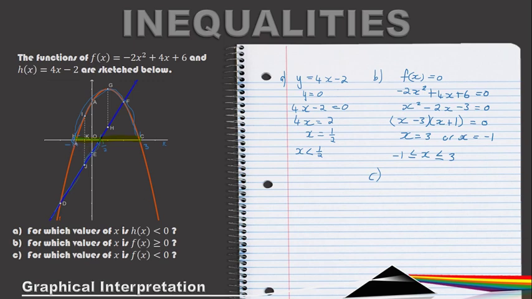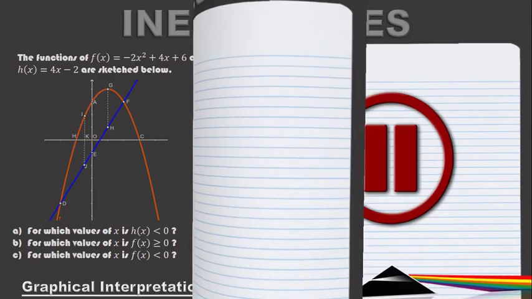All right, and then for C, for which values of x is f(x) less than 0? So now where is my f(x) less than 0 is going to be over here and here. So that means where it goes this way and this way. So for this part over here is where x is less than minus 1, and this says less than 0, so we just say less than minus 1, and where x is greater than 3. So that's our answer there.